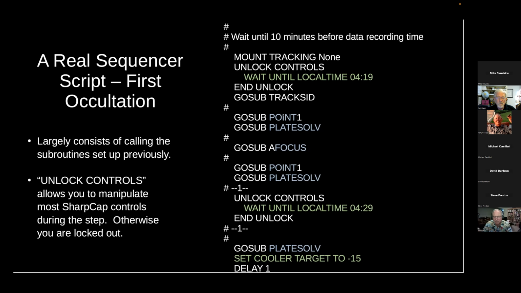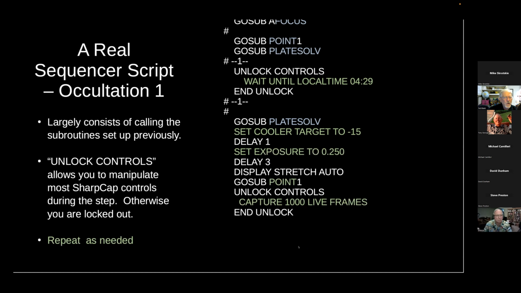So once you get within 10 minutes, so for this event, 419 UT, you go to the first pointing, go sub point 1. Once you get there, you plate solve. Once your plate solve succeeds, that's when I focus. So I call my focus subroutine, which basically just steps through the focus and does a parabolic fit. That's all pre-programmed into SharpCap. It just does it. After the focus, I'll do another pointing, do another plate solve just to make sure my coordinates are refined, and then tell the system to sit on its hands until 2 minutes before the occultation. And then once the occultation time comes, oh, that's interesting.